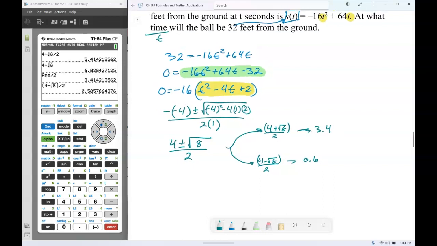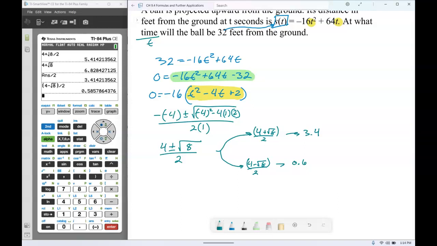So, at what time will the ball be 32 feet above the ground? 3.4 seconds. Just that one? Why not 0.6 seconds? Is 0.6 a valid answer? Mateus, you said it is valid. Why do you think it's valid? Positive. Okay.